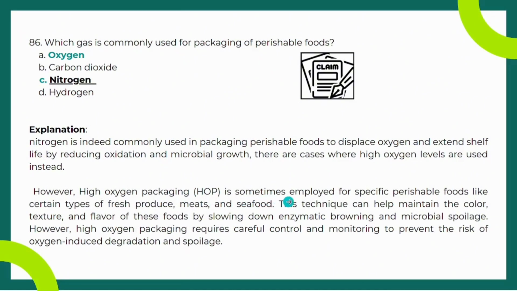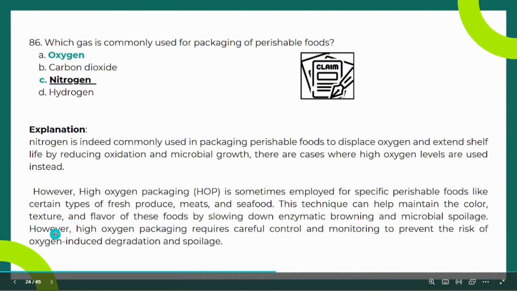High oxygen packaging is sometimes employed for specific perishable foods like certain types of fresh produce, meat, and seafood. This technique can help maintain the color, texture, and flavor of these foods by slowing down enzymatic browning and microbial spoilage.